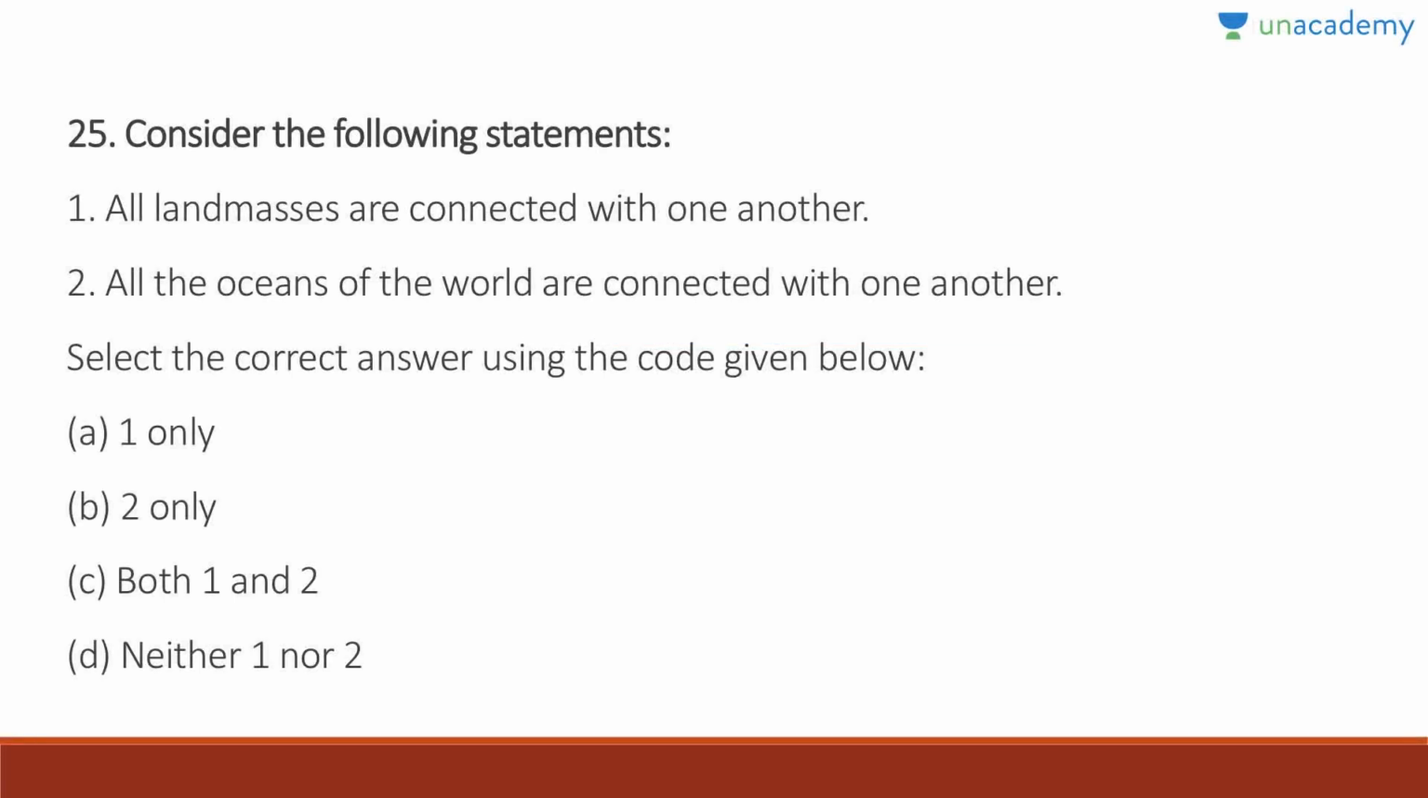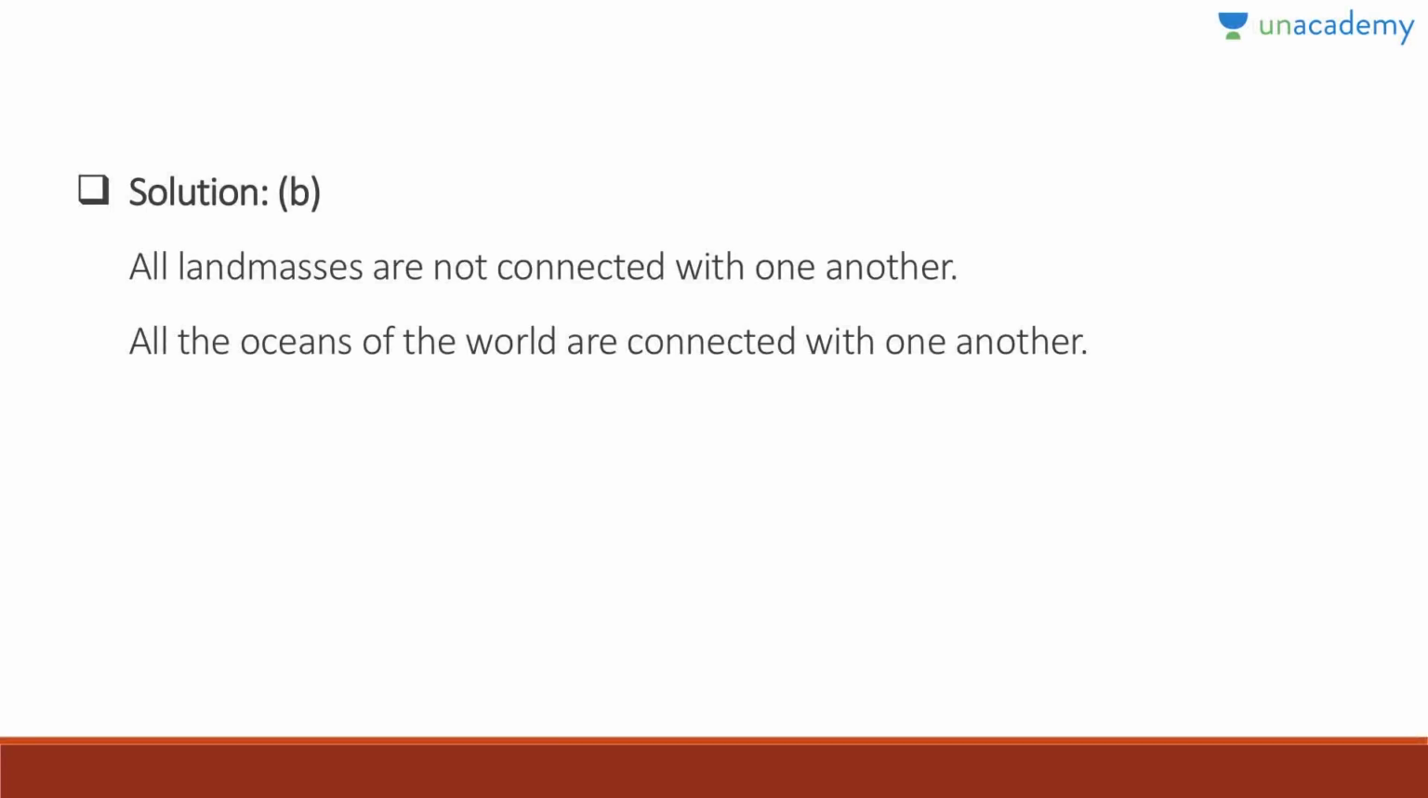And last question for this lesson is, consider the following statements. All the land masses are connected with one another. This is absolutely wrong. Australia is not connected to India. All the oceans of the world are connected with one another. This is correct. So answer is B, that is 2 only. So here all the land masses are not connected to one another, but all the oceans of the world are connected with one another. So answer here is B.